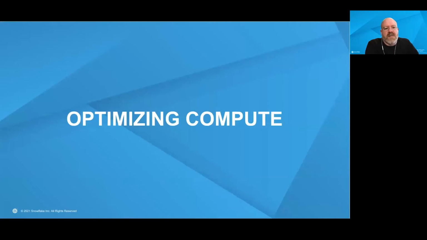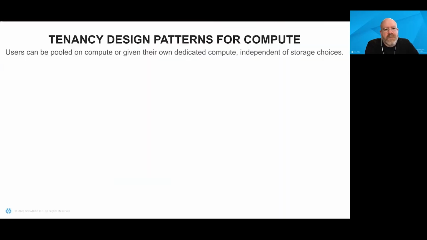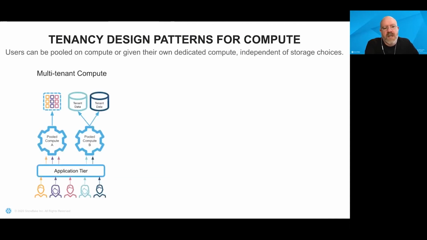Okay, so let's move on to optimizing compute and what you need to think about from a scalable data application perspective. So going back to our typical design patterns, what do these pictures look like when we inject compute into the conversation? So in multi-tenant compute or multi-tenant table, you're ultimately pulling users onto common compute. So in this instance, we're pulling orange, purple, and pink onto one compute, teal and blue onto a different compute.